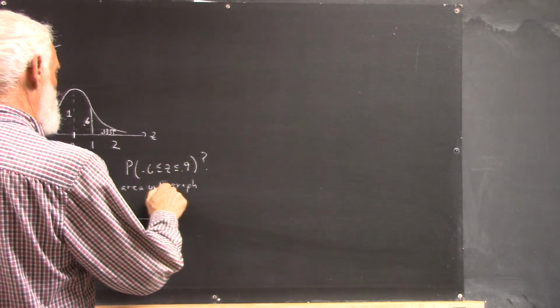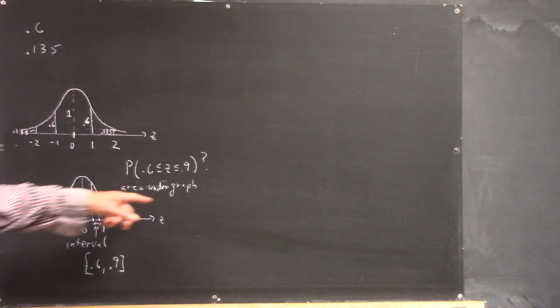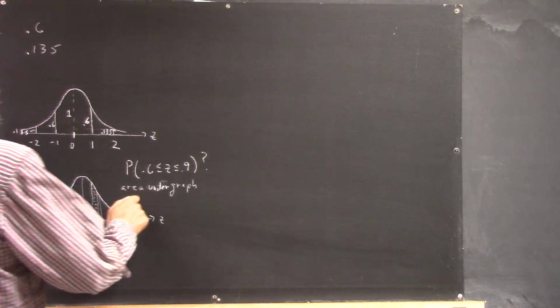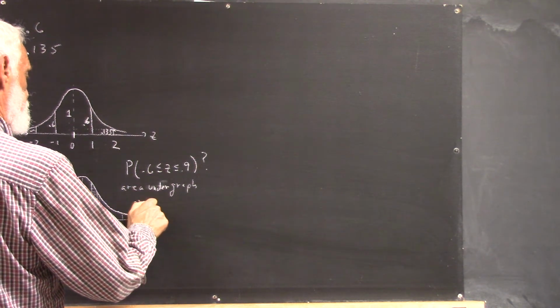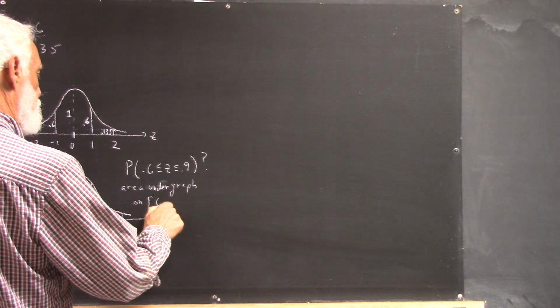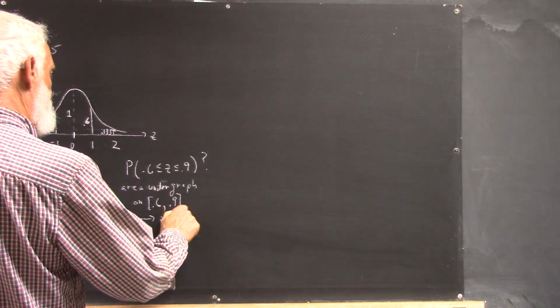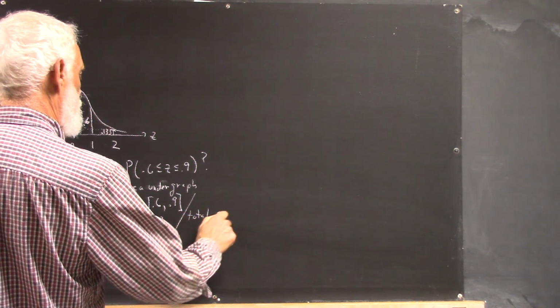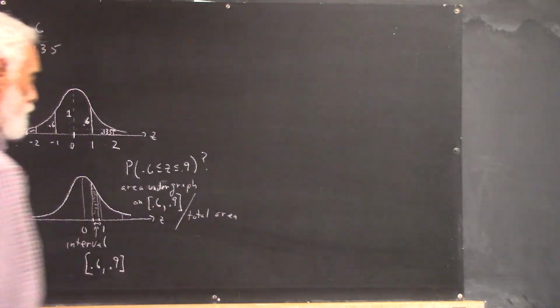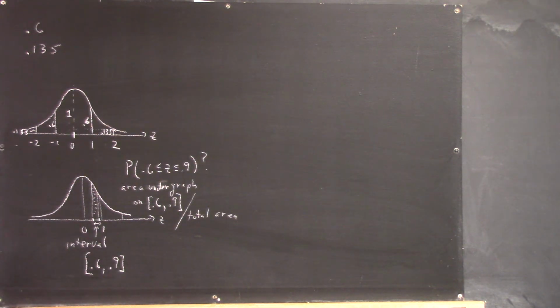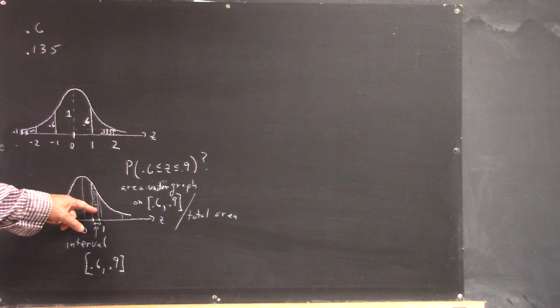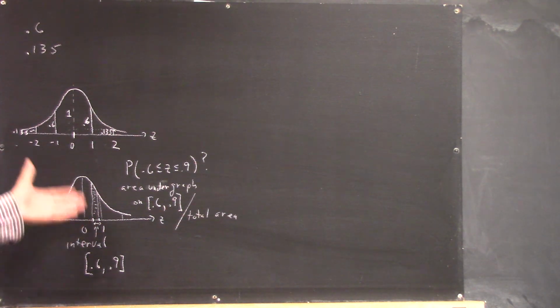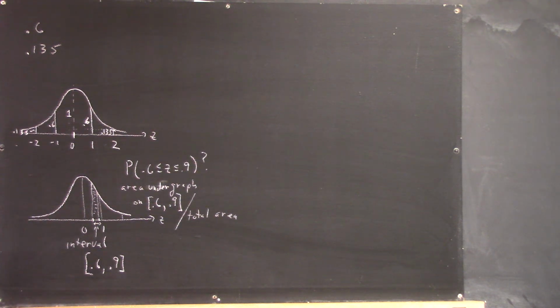So, the area under the graph on the interval 0.6 to 0.9, divided by the total area under the whole graph. Okay? Okay, well, can you estimate the area based on this picture, or if you think you've got a better one, go ahead and estimate it.